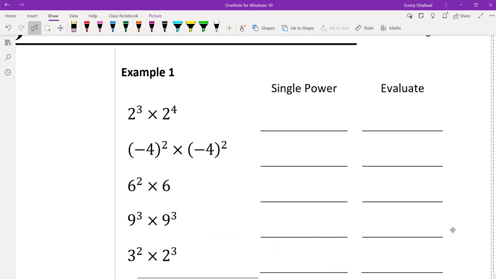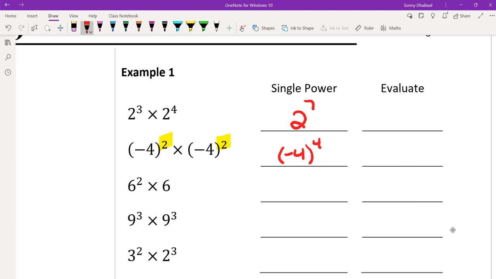Okay. So first question here. Write as a single power. What is the new base? What's the base? 2. The base doesn't change. What's the exponent? 7. Awesome. Okay. Next question. What's the base? Negative 4 in brackets. Don't forget the in brackets part. What's the exponent? 4. Yeah. 2 plus 2. 4.